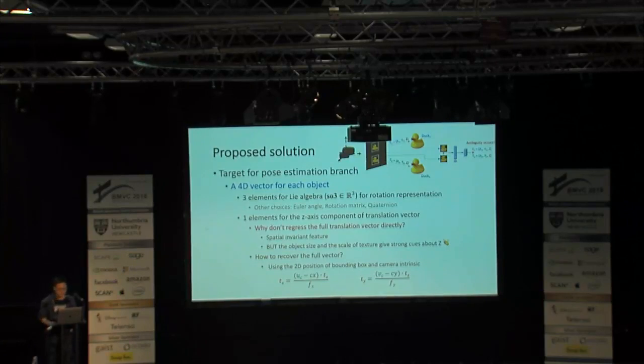So we choose the Lie algebra as a representation for our rotation. It is a domain of the rotation matrix, and the Lie algebra is a tangent space at the identity of the Lie group, big SO(3). Each element in the Lie algebra can be represented by three scalar numbers without any constraints. This makes the training process easier.